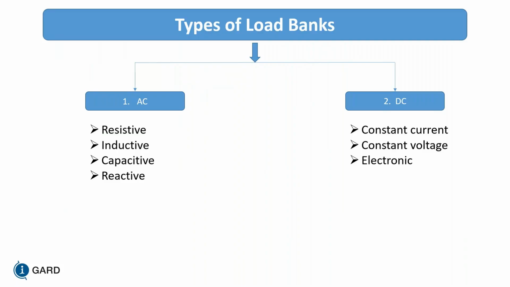DC, you can have constant current, you have constant voltage, and you can have electronic load banks where you would rectify a power source and switch a single resistor with multiple timing sequences and have a more programmable function.